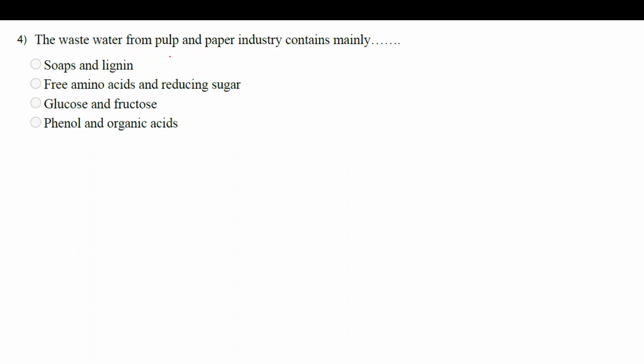Next: the wastewater from the pulp and paper industry contains mainly dash. Here the correct answer is A, soap and lignin. Now, why is lignin a major component in wastewater from the pulp and paper industry? Because you are using wood to form the final product, which is paper. Now how is wood converted into paper?